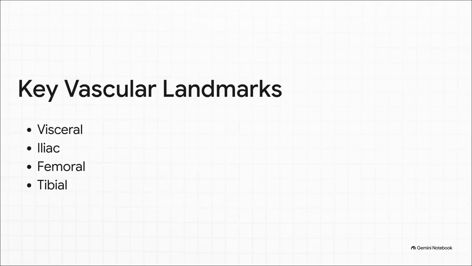As that contrast flows south, it lights up some key anatomical landmarks that you, as a coder, absolutely must recognize. We're talking about the visceral arteries, which branch off to the organs, the iliac arteries in the pelvis, the femoral arteries down in the thigh, and the tibial arteries in the lower leg. Knowing these junctions, totally non-negotiable for accurate coding. You've got to know the local roads.